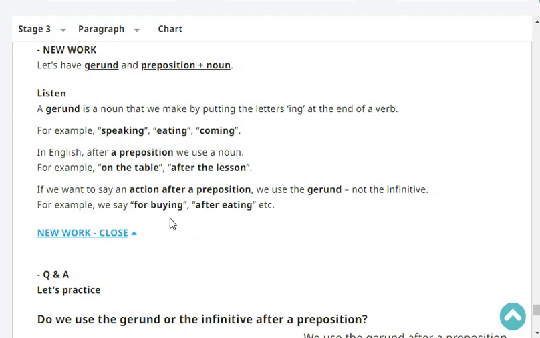If we want to say an action after a preposition, we make it a gerund. We put ing, not the infinitive. For example, we say for buying, for eating, for walking, for running, etc.